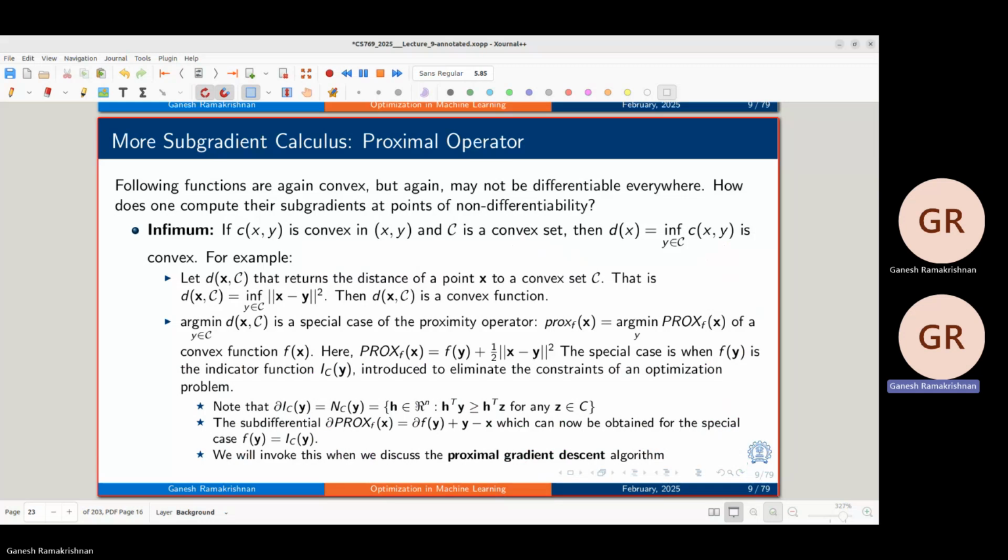In case you recall from the supporting hyperplane, right? So H is in Rn such that H transpose Y is greater than or equal to H transpose Z for all Z in C. So it should be lying on one side. The set C should be lying on one side. That's what gives you the supporting hyperplane, that's what gives you the normal cone.